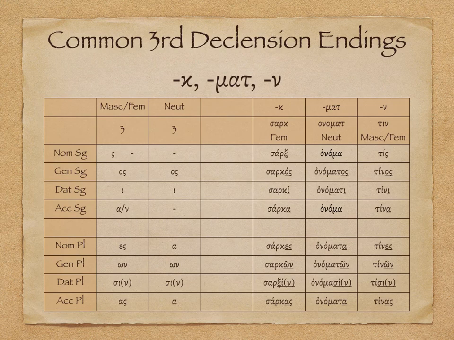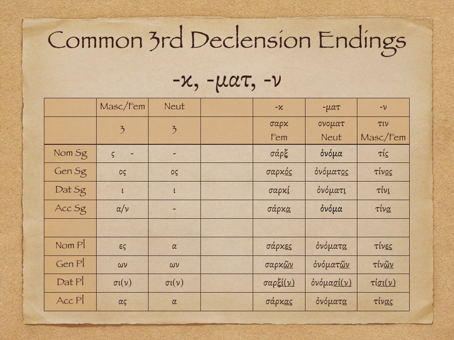Some third declension endings that are common. We've looked at cap already, but mot and nu. We've looked at sarcs already, but look at onoma. The root is what? Or rather the stem. The stem of the word onoma. How do we find that stem? We have to find the genitive singular, remove the ending, and then we have the stem, onomot. So that's what we work with, onomot.